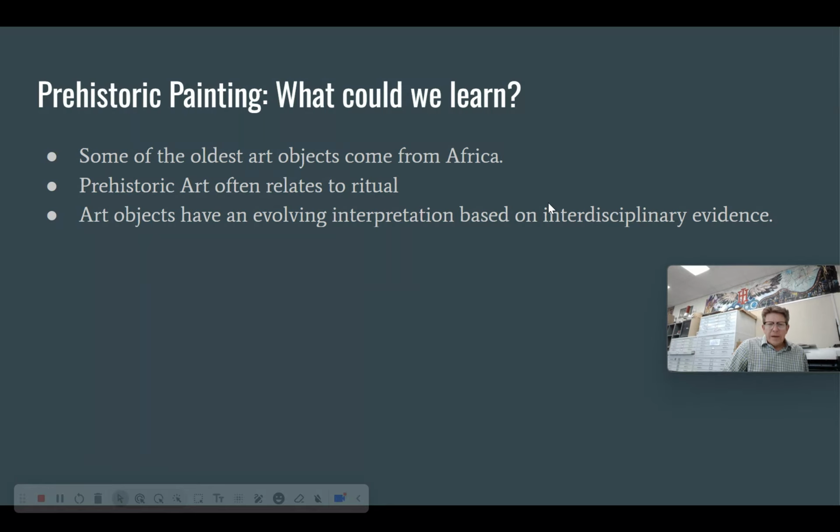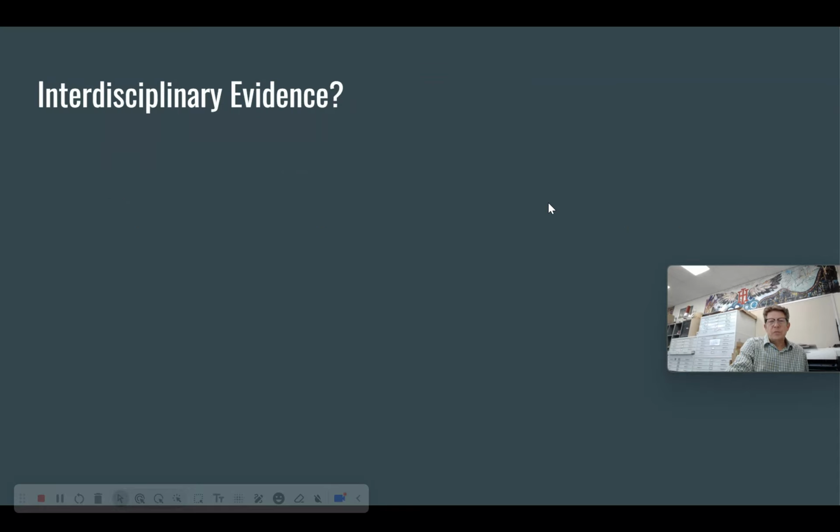That some of the oldest objects that we're looking at came from Africa. Prehistoric art is often related to rituals or some kinds of spiritualities, and that art objects have an evolving interpretation based on interdisciplinary evidence. In class, we talked about interdisciplinary evidence.